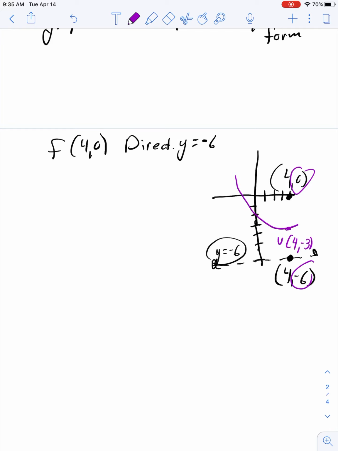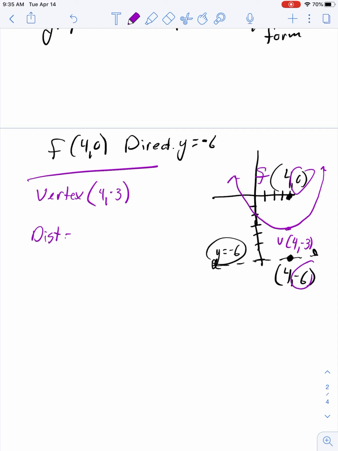And it has to go around your focus. Okay, so that would mean that I have my vertex, which is 4, -3. Now you do need your scalar or your slope. So if you know your distance between here to here, between your vertex and focus, or your vertex and directrix, it's equal to the equation 1/4p.